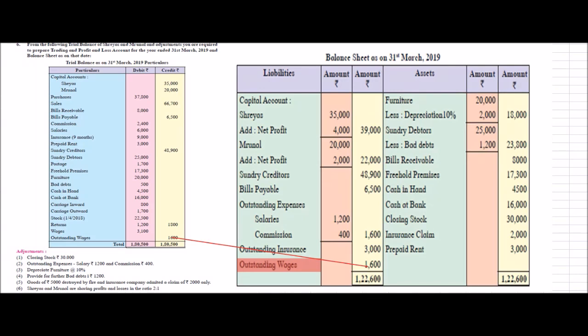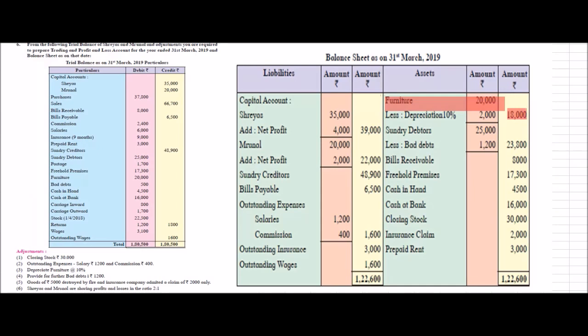The first entry is furniture. I have shown the calculation also in the P&L account. The furniture amount is 20,000 rupees. In that we have an adjustment of 10% for furniture. After calculating 10%, we got 2,000 rupees. Deducting it from 20,000, we got 18,000 rupees as furniture.